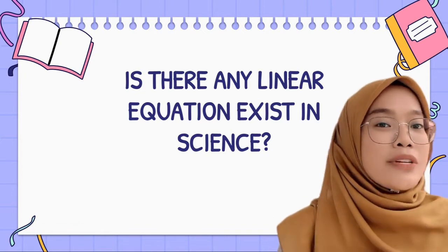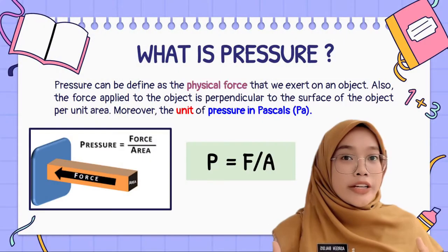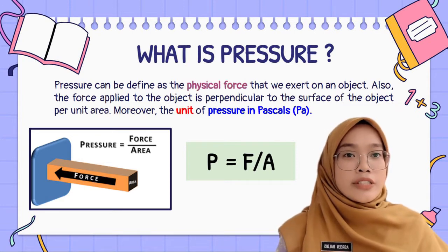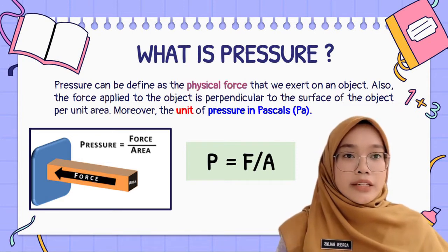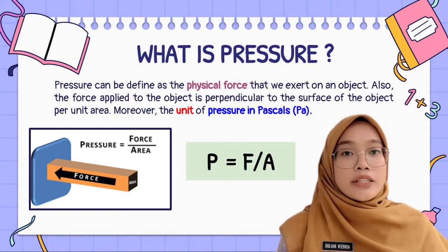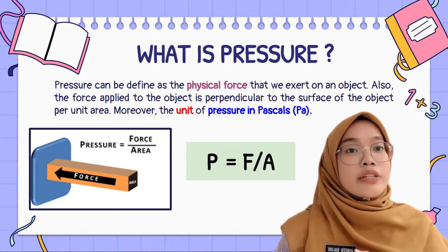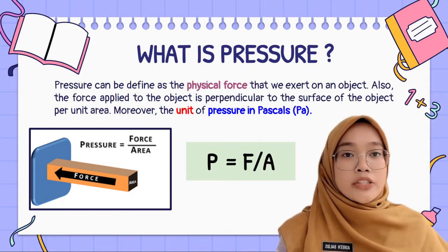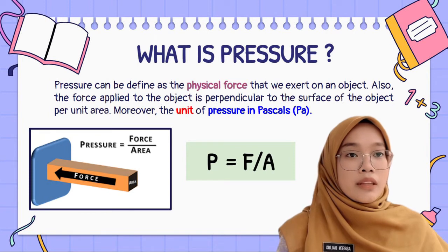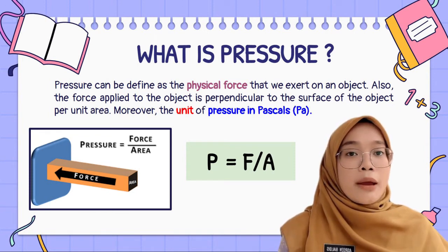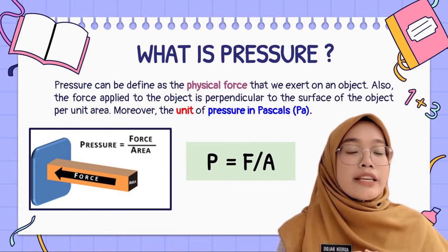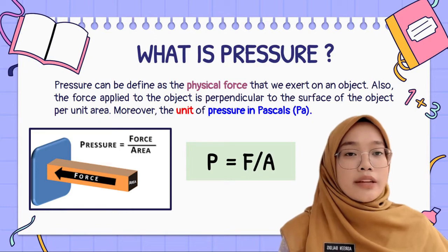Let's continue our presentation. According to Khan Academy, pressure can be defined as the physical force that we exert on an object. Also, the force applied to the object is perpendicular to the surface of the object per unit area. Moreover, the unit of pressure is pascals. The formula for pressure is P equals F over A. P is the pressure in pascals, F is the force in Newtons, and A is the area in meters squared.